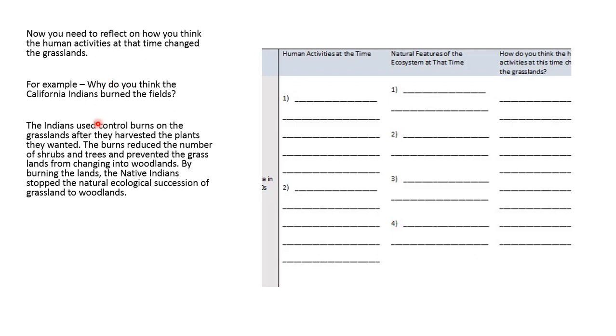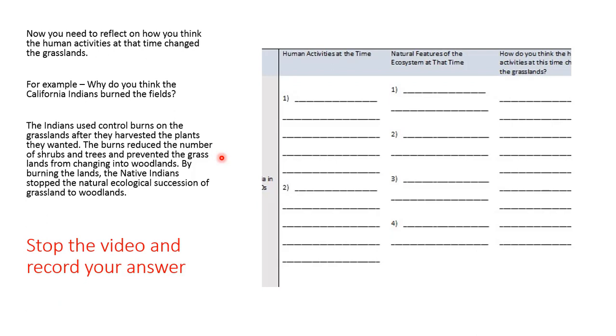The Indians used controlled burns on the grasslands after they harvested the plants they wanted. The burns reduced the number of shrubs and trees and prevented the grasslands from changing into woodlands. By burning the lands, the native Indians stopped the natural ecological succession of grasslands to woodlands. And that allowed them to hunt easier. It also allowed them to cultivate the grasses or the plants that they did want.